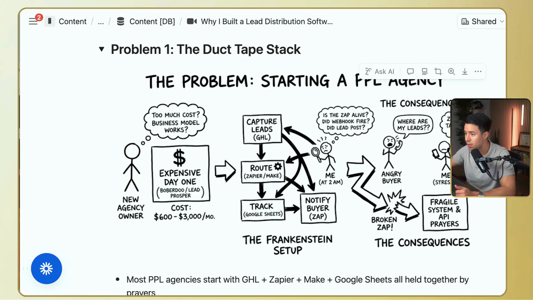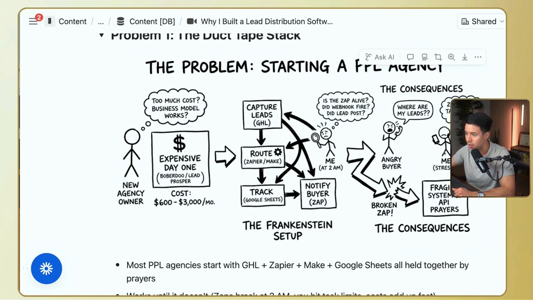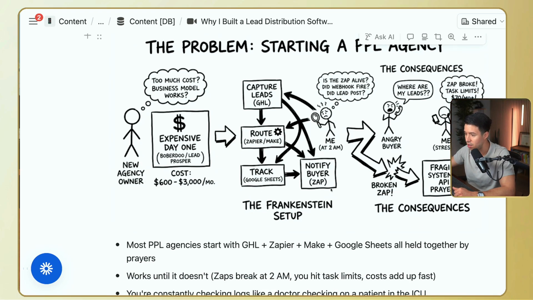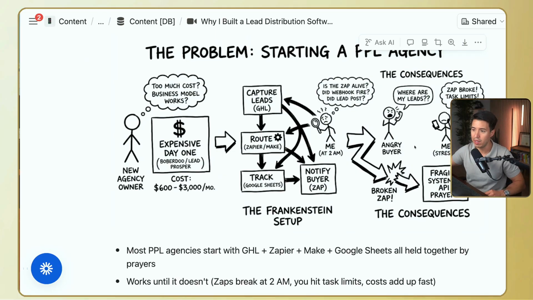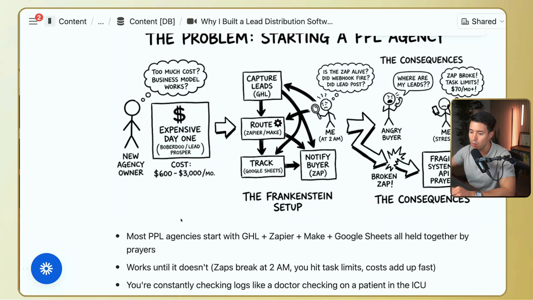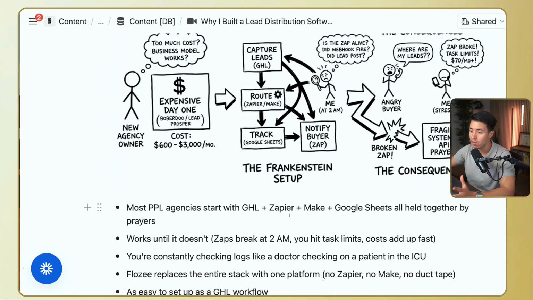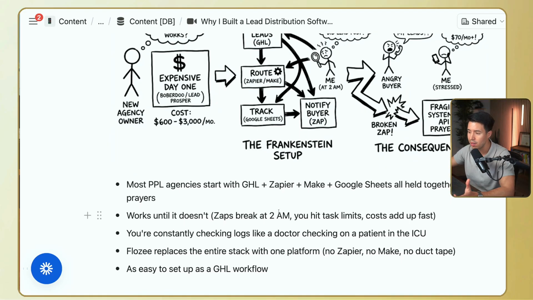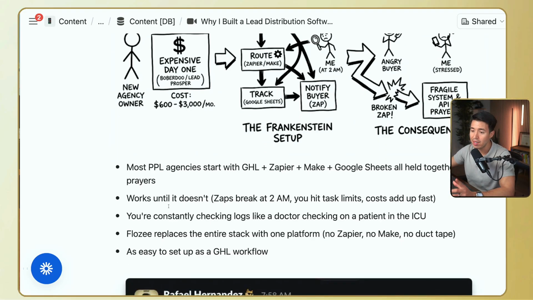The consequences are, if there's any errors with your Zaps or Make, your buyer is going to be angry. Like, where are all my leads, right? The Zap broke. I hit my task limits, whatever, because I'm spending $70 a month on the Zap. So broken Zap, fragile system, that's some of the consequences, right? So there's this duct tape solution. Most PPL agencies start with GoHighLevel, Zap, Make, Google Sheets, all held together by prayers. This works until it doesn't.